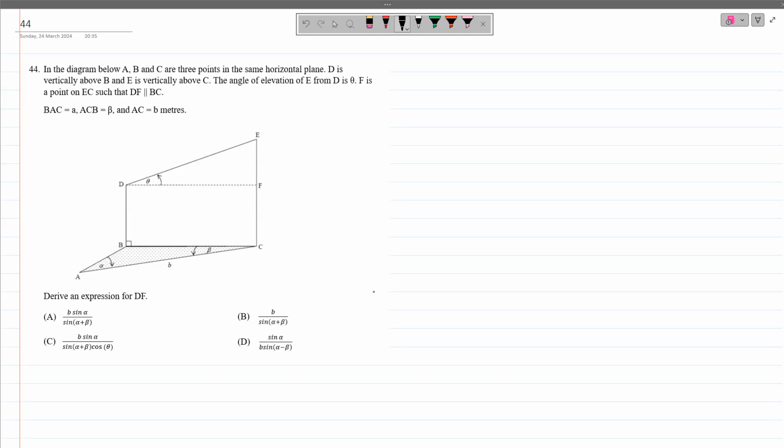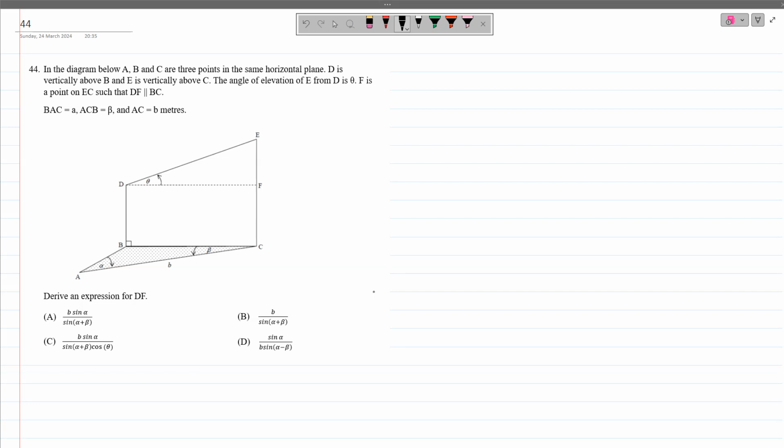Question 44 says, in the diagram below, A, B, and C are 3 points on the same horizontal plane. D is vertically above B and E is vertically above C. The angle of elevation of E from D is theta. F is a point on EC such that DF is parallel to BC.